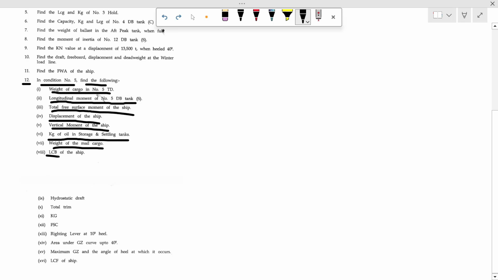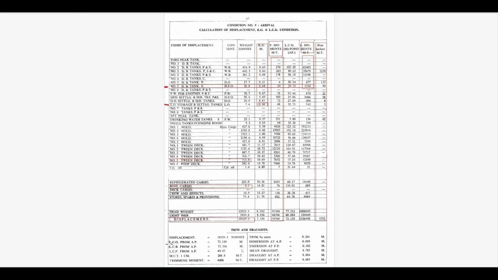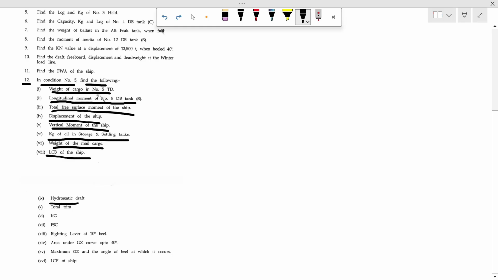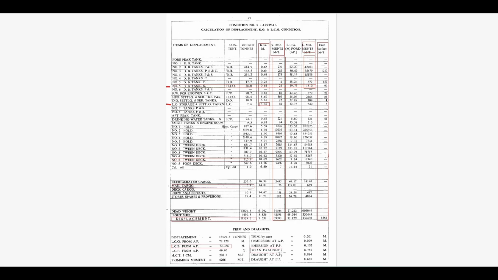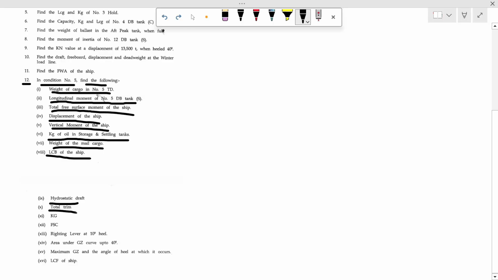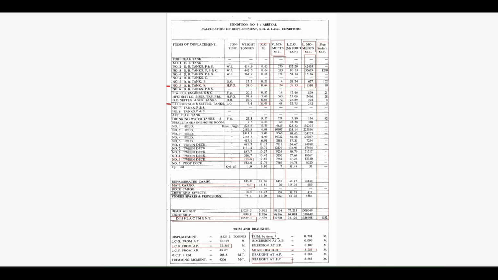Now we need to find the LCB of the ship in condition number 5. So the LCB is given here and the LCB is 72.356 meters. At the end of the table you will find LCB, displacement, MCTC and other values. Next we have to find hydrostatic draft. Hydrostatic draft is given here, that is mean draft 8.785 meters. Below this they have given draft at aft perpendicular and draft at the forward perpendicular. Next we have to find trim. The trim is given here, this is trim by stern and the trim is 0.201 meters.